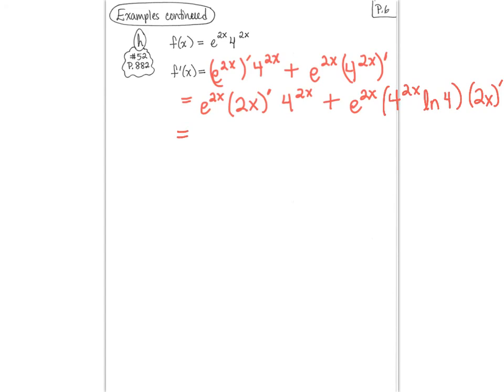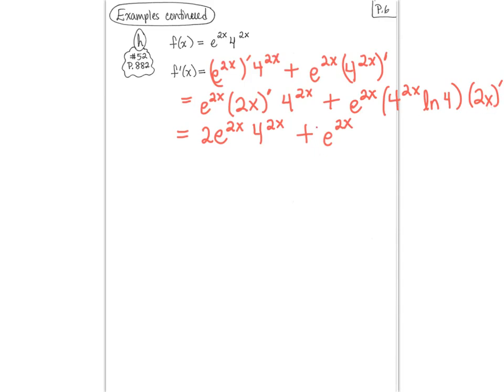Okay? Now this is equal to e to the 2x times 2. So let's put that 2 out front. Where did that 2 come from? That 2 came from just taking the derivative of 2x. That's 2, so I put it here. Now, multiply by 4 to the 2x. Then we're going to add to that e to the 2x times the derivative of 2x, and the derivative of 2x is just 2.